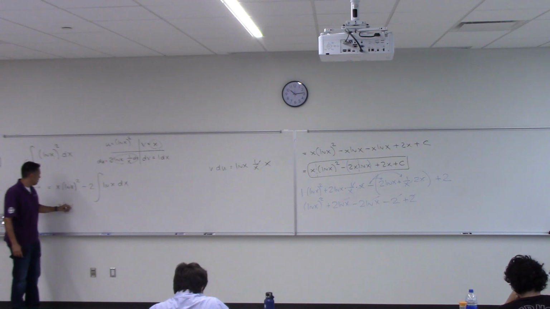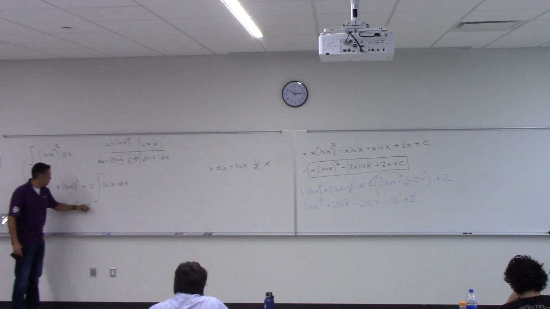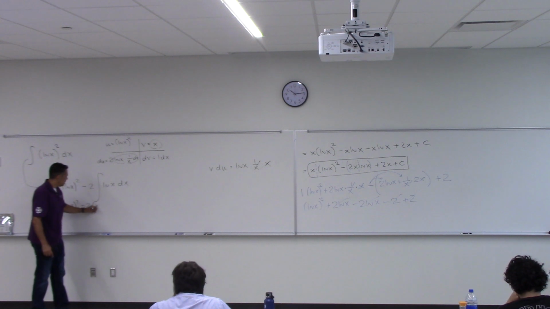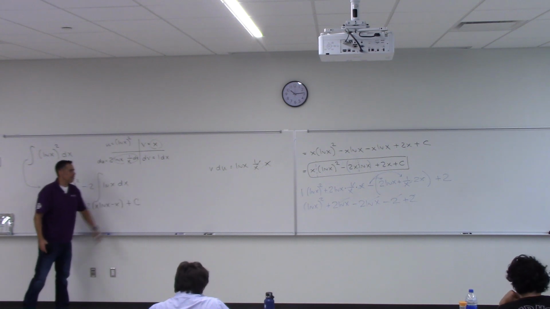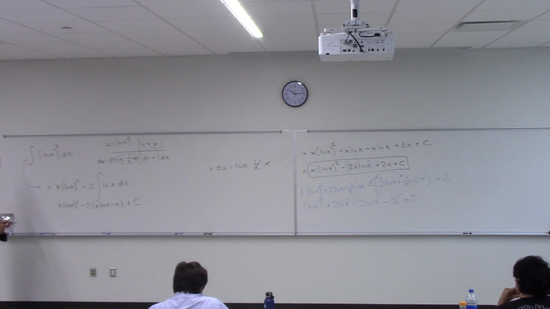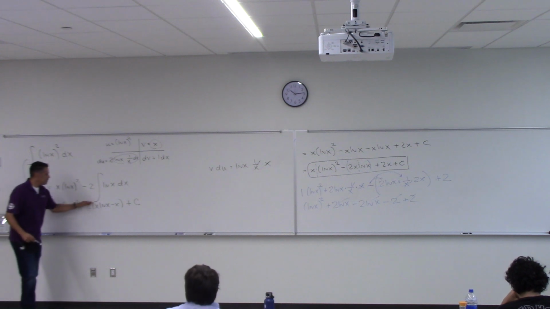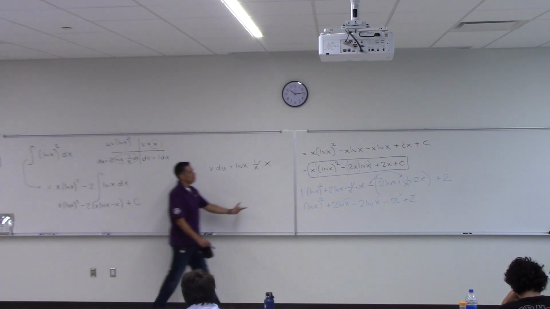x natural log x squared minus 2. Now the antiderivative of that is x natural log x minus x plus c. Same answer. Isn't that the same answer? Distribute the negative 2 through and you get back this.